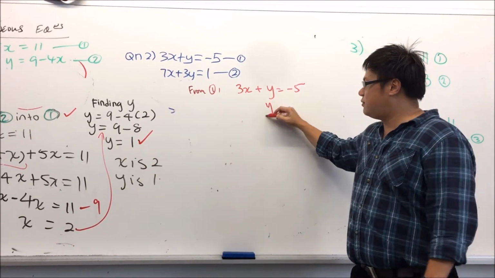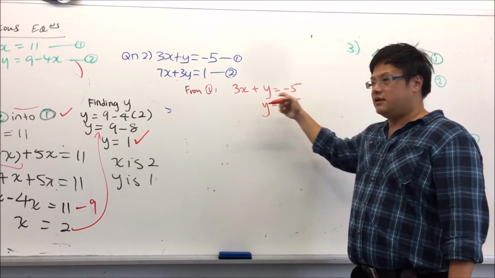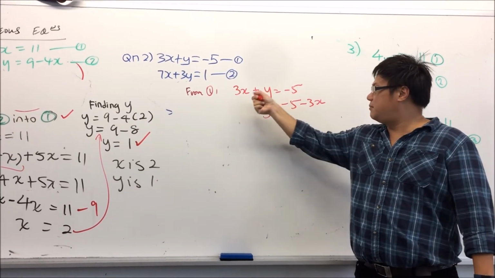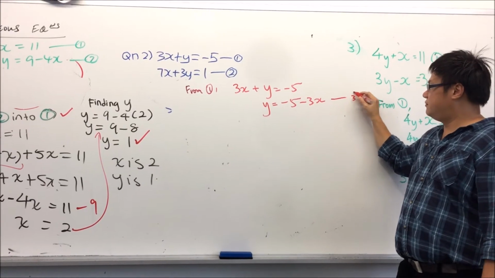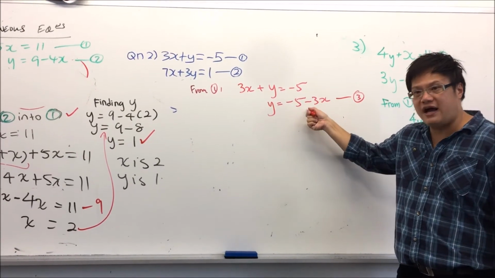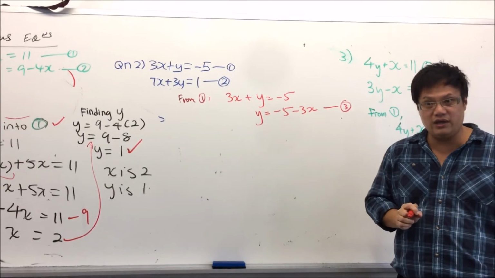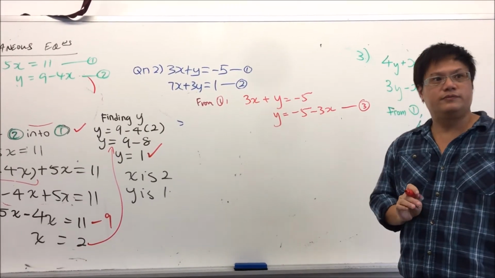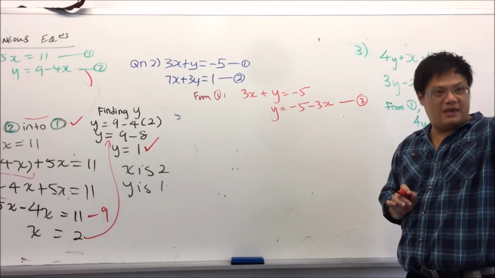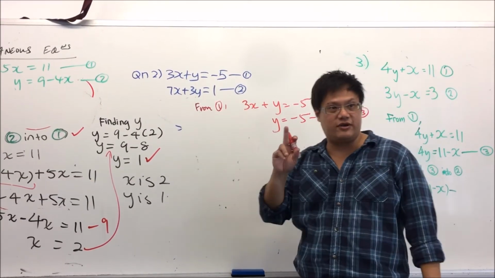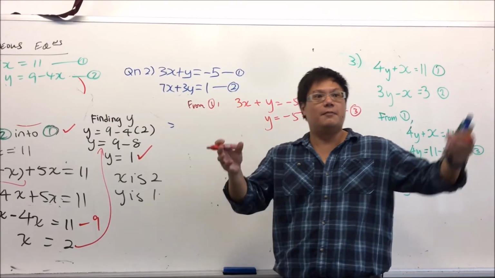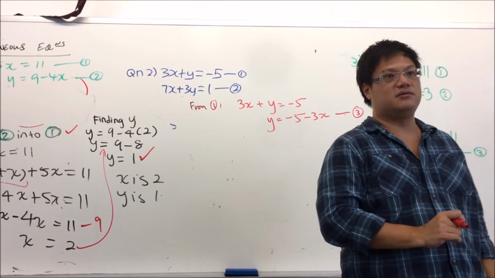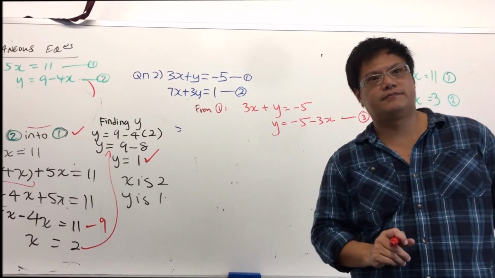So over here, y equals what? Minus 5 minus 3x. Equation 3. You have to know this. Copy down now. If you have 1y or 1x, make that the subject of the formula, because you will not have an algebraic fraction. So that is the trick, folks. That is the trick.